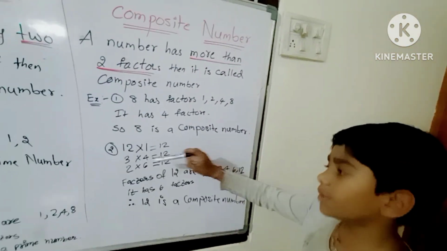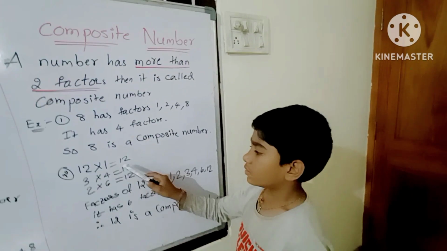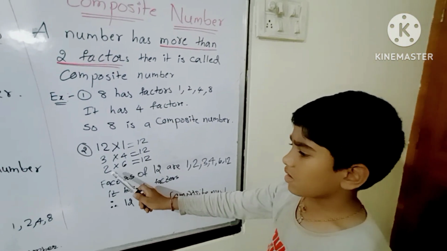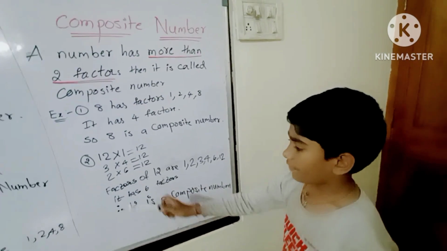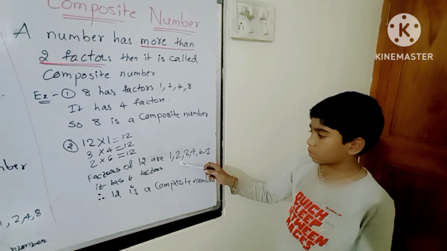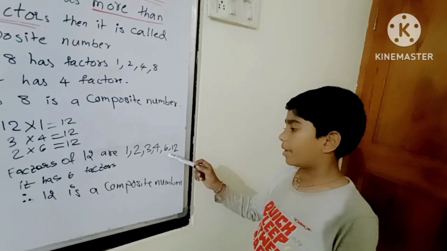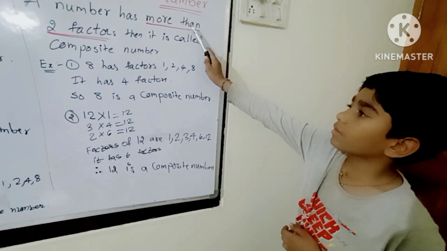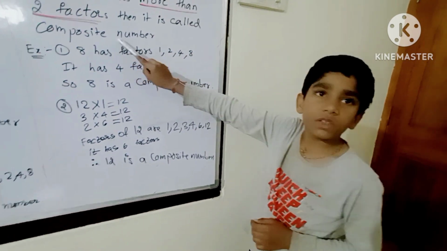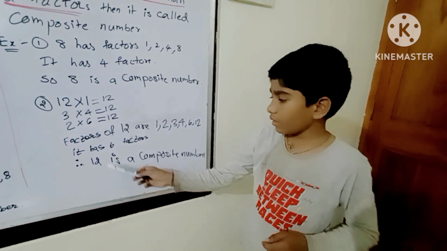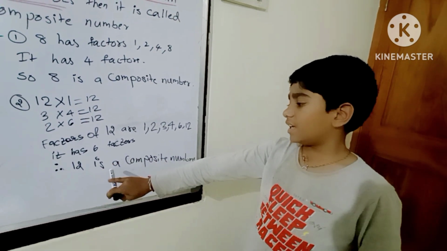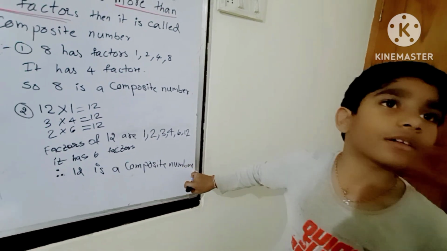We will take another example. Second, 12. 1 twelves are 12. 3 fours are 12. 2 sixes are 12. Factors of 12 are 1, 2, 3, 4, 6, 12. More than 2 factors, it is called a composite number. It has 6 factors. 12 is a composite number.